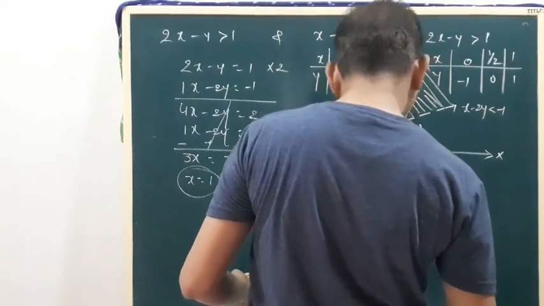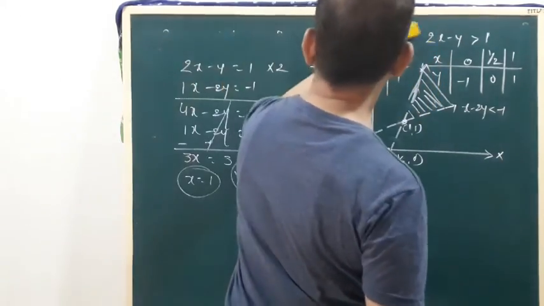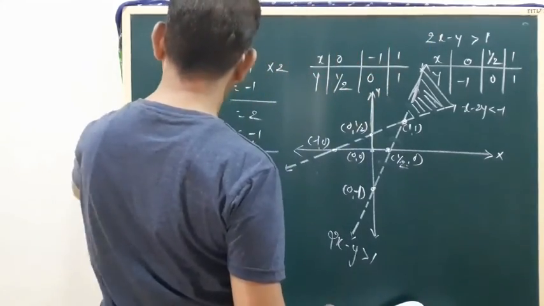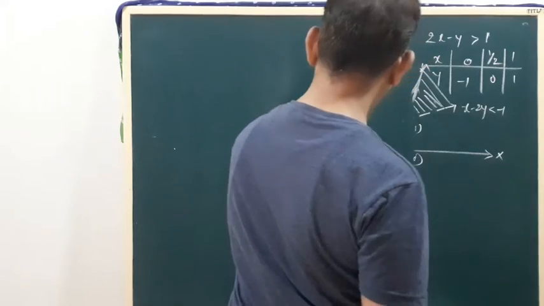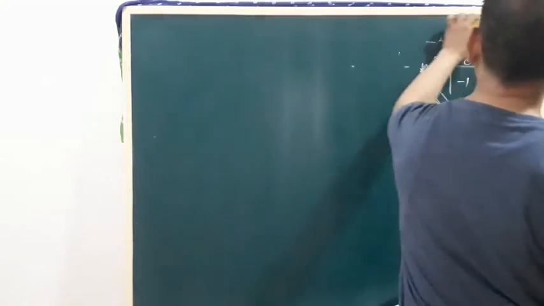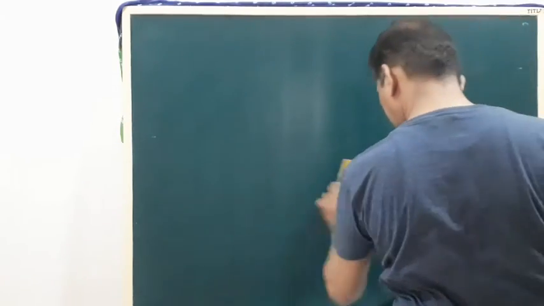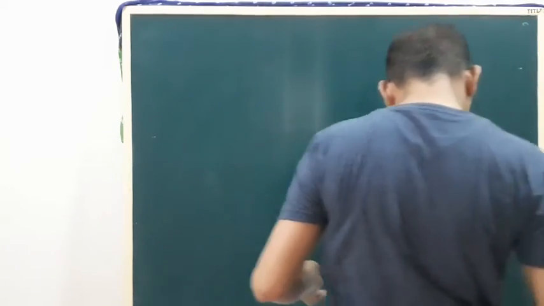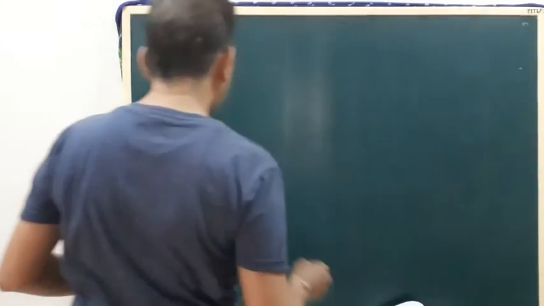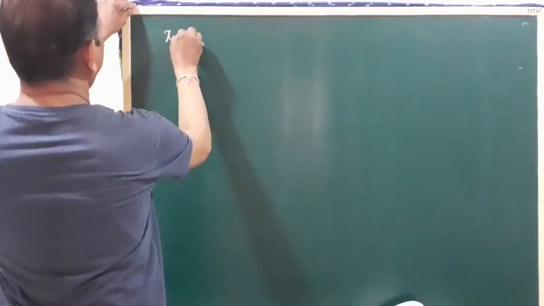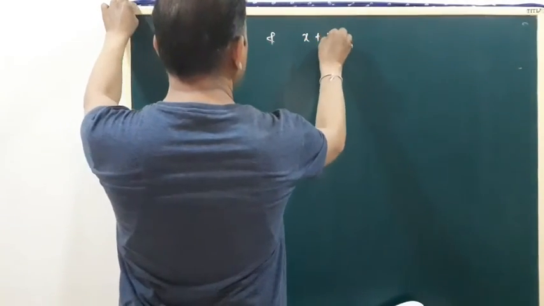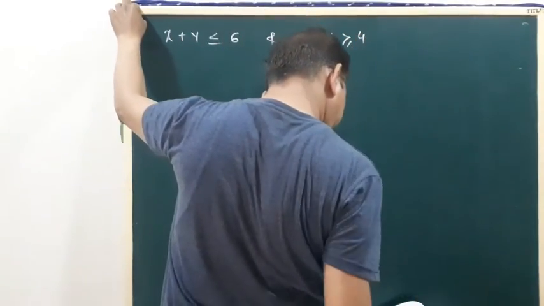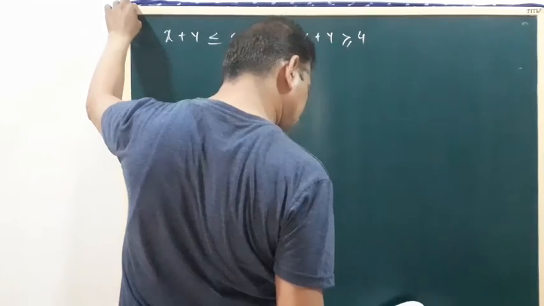Now we discuss the sixth question. x plus y less than or equal to 6, and x plus y greater than or equal to 4, right? Okay.